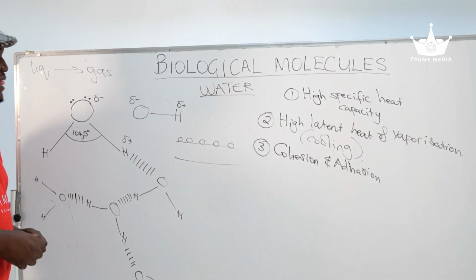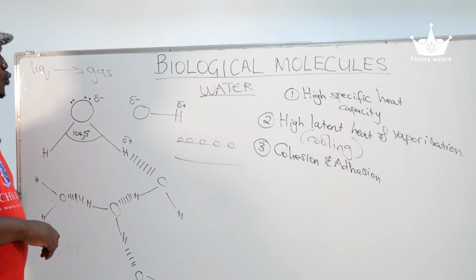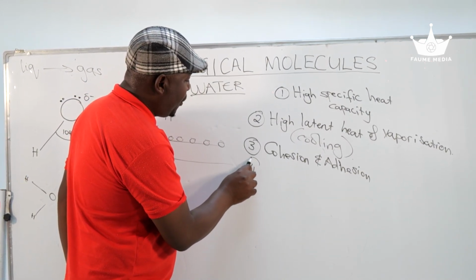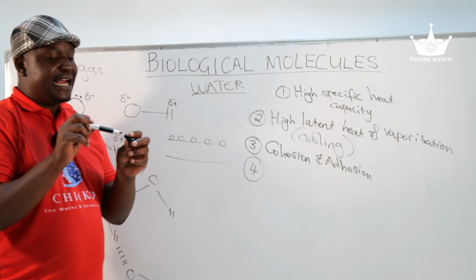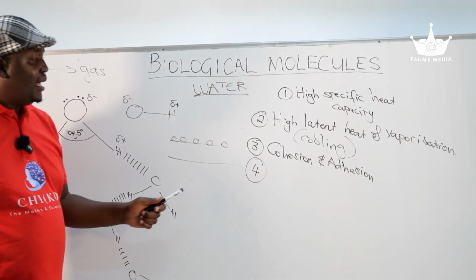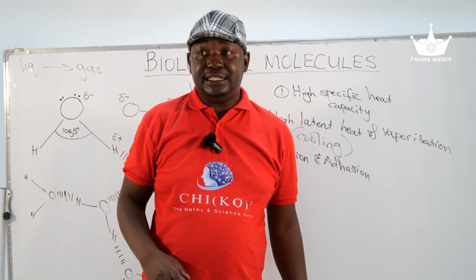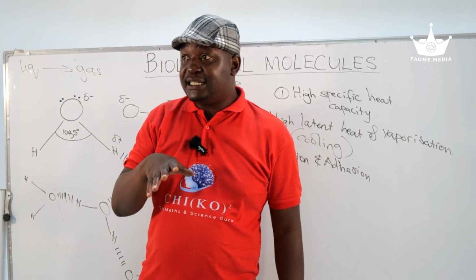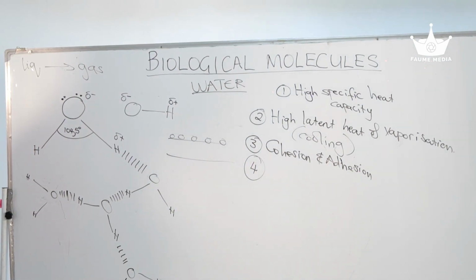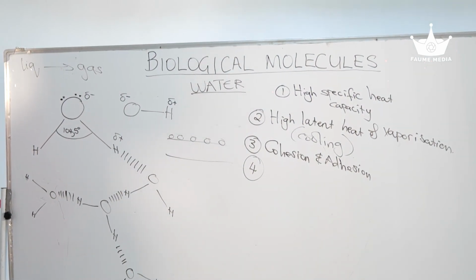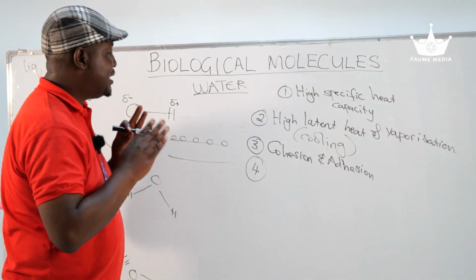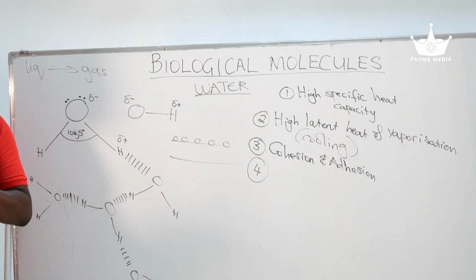Then the next issue with regards to water, another very unusual property: high surface tension. High surface tension makes it ideal for water to be a habitat of some organisms, because organisms are like dancing on top of water. It's because of the high surface tension the water has.